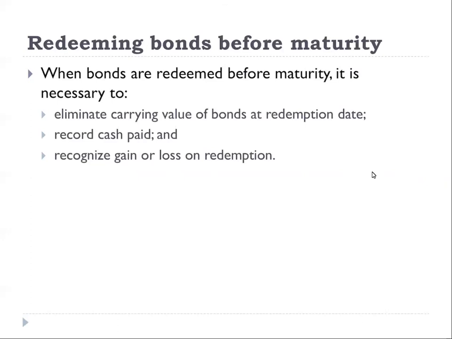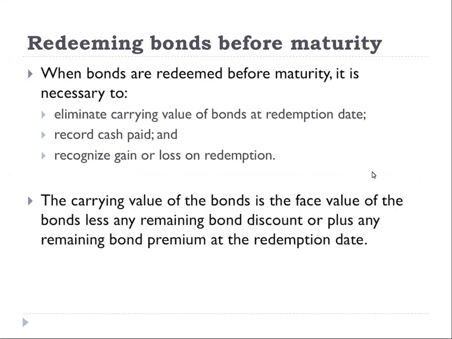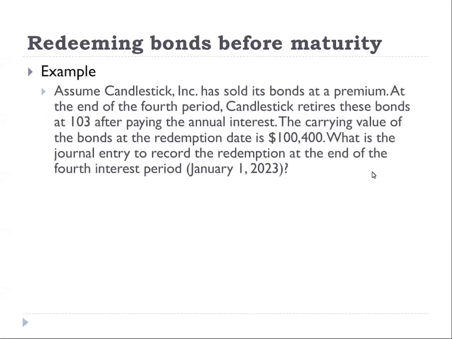And sometimes the firm may decide to redeem the bond before maturity. So what we do here is basically remove everything associated with the bond from its books. So eliminate the carrying value of the bond. Record the cash paid, whatever cash the firm paid. And if it's not balanced, there's going to be a gain or loss on redemption, and we need to record that as well. So let's look at an example here.